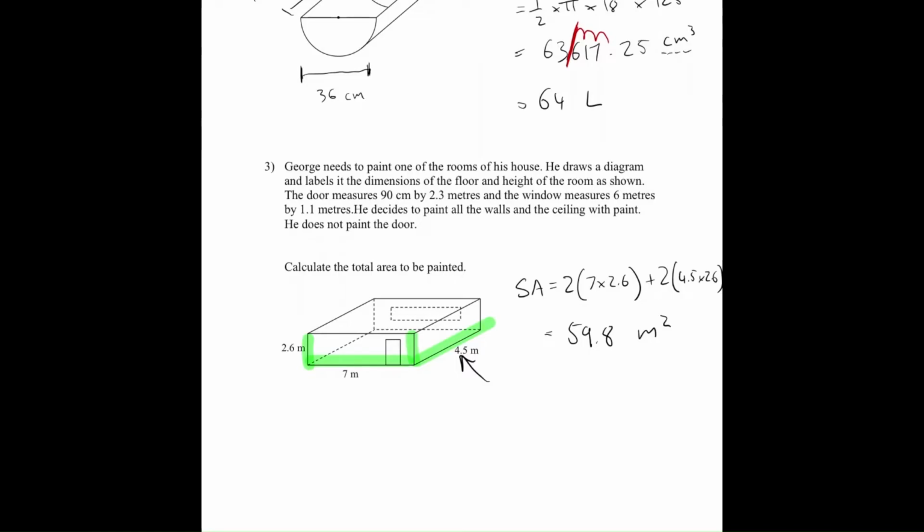Now, there is a door and a window that don't need to be painted. So we've got the area of the window, which is up here in the question, 6 meters by 1.1 meters. So we can calculate that. Sorry, I'll write it out. I won't just put the answer down.